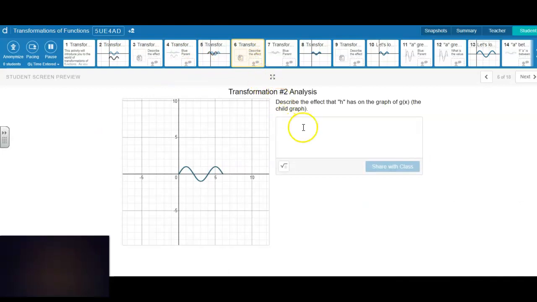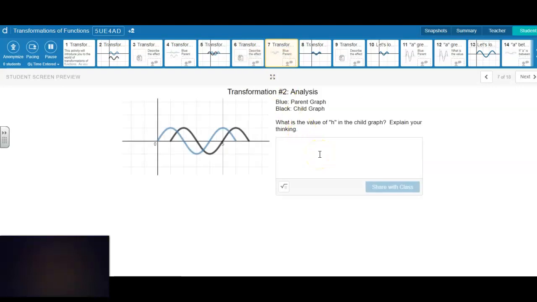Now, describe the effect h has. We can say it moves the graph horizontally. If h is greater than 0, it moves right. If h is less than 0, it moves left. And there you go.